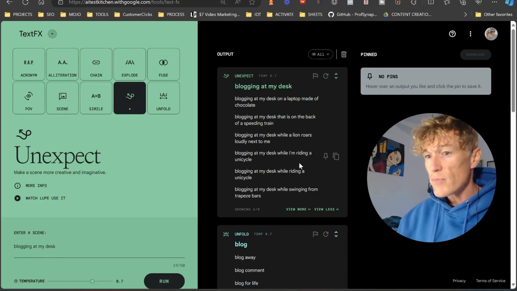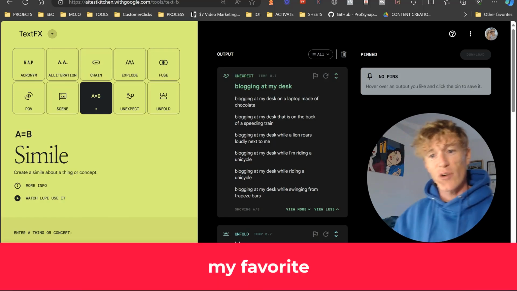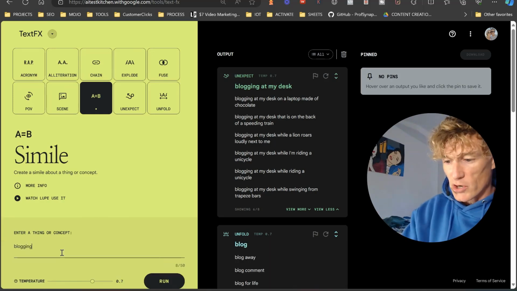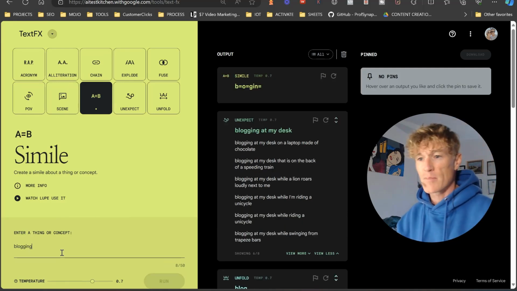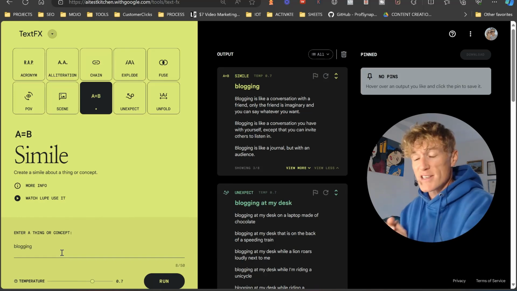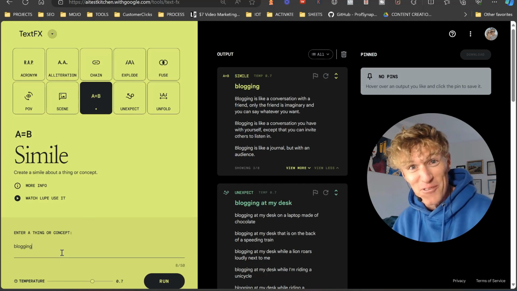Okay. So the next one we're going to look at is actually the simile. And now I love this. Create a simile about a thing or a concept. Okay. So we're just going to go blogging. Blogging is like a conversation with a friend, only the friend is imagery and you can say whatever you want. Look at how beautiful that is.